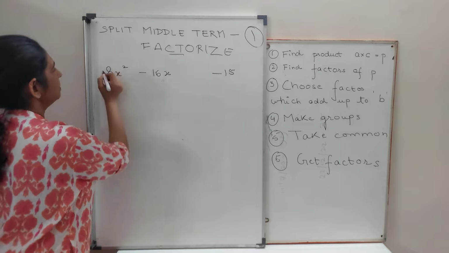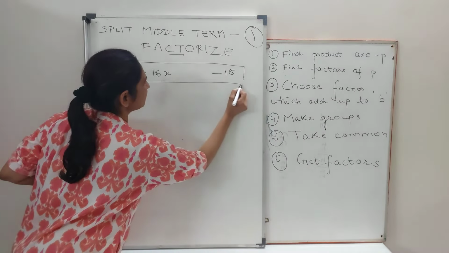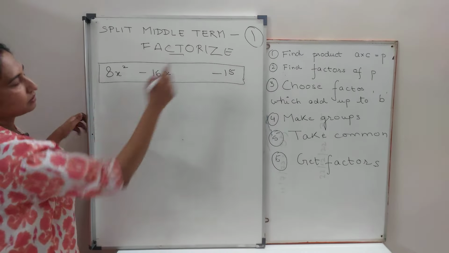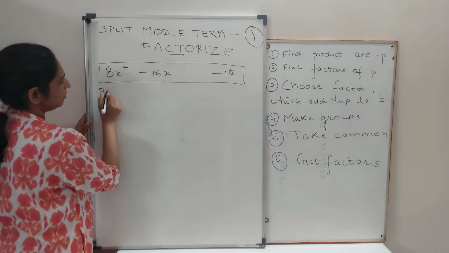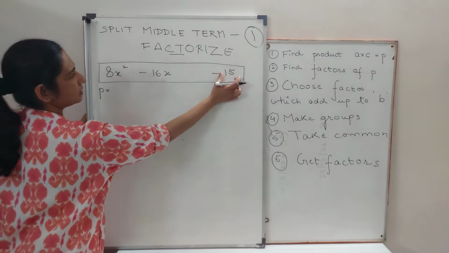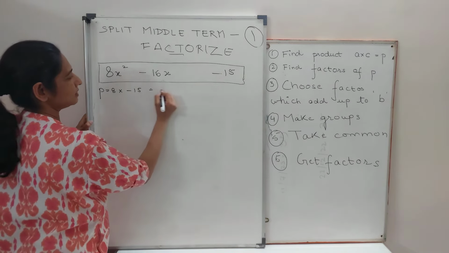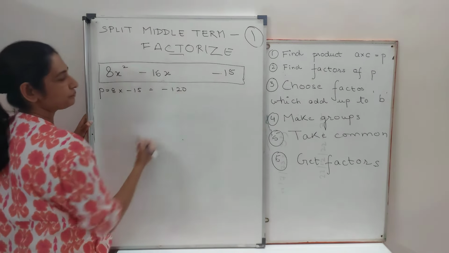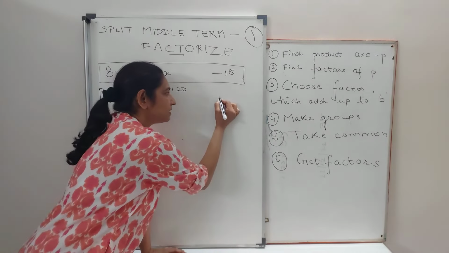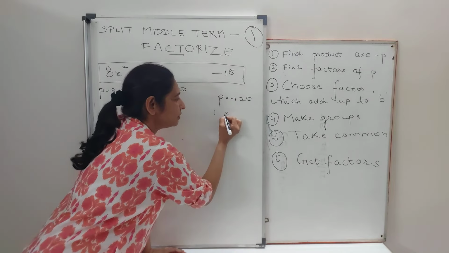Okay, now this is the question. Quickly, now I'm not going to explain. Find product. Product is A into C, 8 into minus 15, that is minus 120. Alright, we find the factors. We had found out the factors of the product. I'll write it down again. 1 into 120.